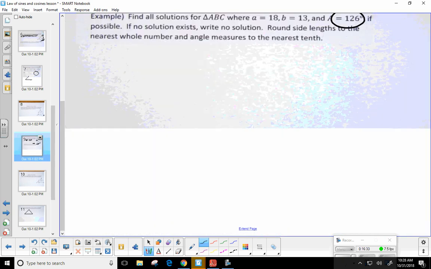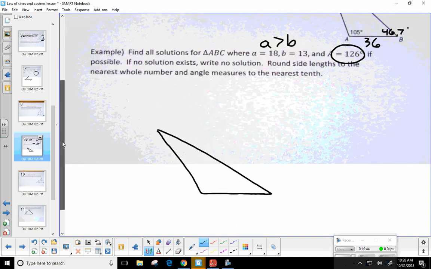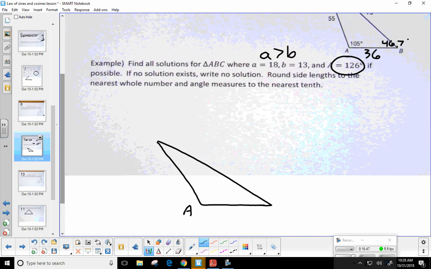So I'm going to come back over here and quickly draw a little triangle. There we go. And I drew it to be obtuse because we have that angle A is obtuse. So this would be 126 degrees. Remember, I always put my angle given in the bottom left corner. The side across from it is 18. And the other side, I don't make it the base, I make it this other one. And then this would be B, and this would be C.